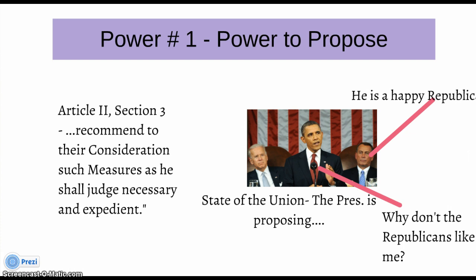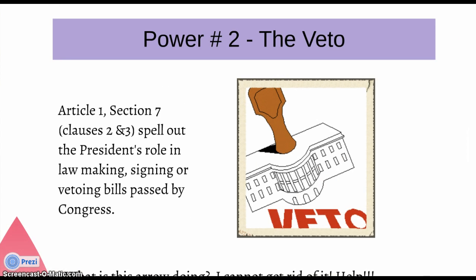So that is the power to propose. Power number 2, moving forward, is the power of the veto. So here the president actually can play a direct role in the legislative process. And veto is a Latin word that means I forbid. And this is a power reserved to the president. It's spelled out in Article 1, Section 7, in clauses 2 and 3. So it's not actually listed under the powers of the president in Article 2. So we have to go back to Congress, Article 1, to find that provision.